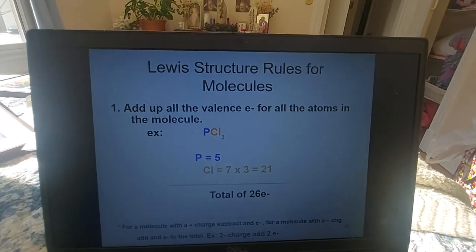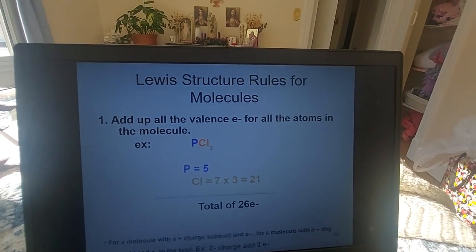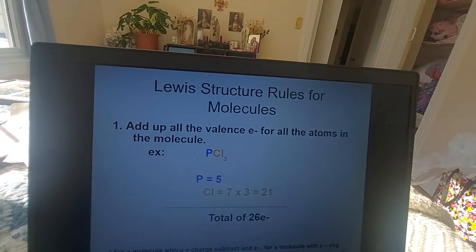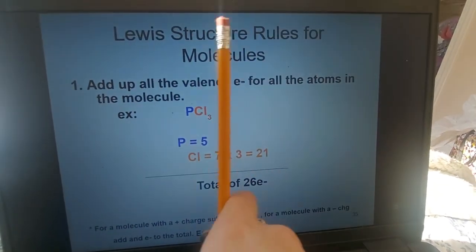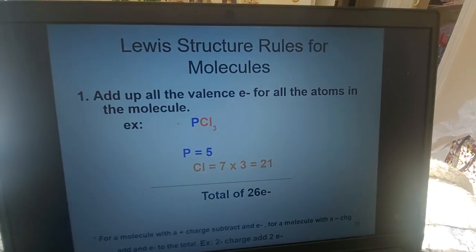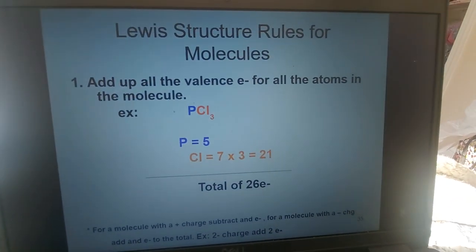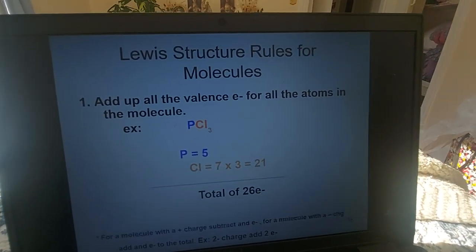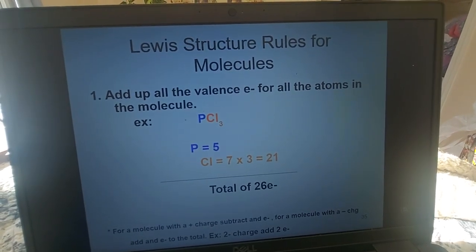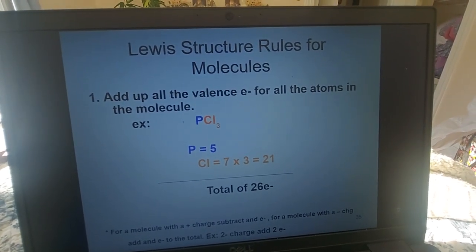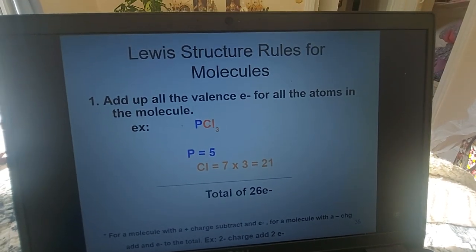All right, 8th grade. Today we are doing notes on Lewis structure rules for molecules. I want you to write that down. If at any time you need more time to write something down, please raise your hand and have the substitute pause the video. I'm sorry if at any point you can't see this very well. My camera is not that great.